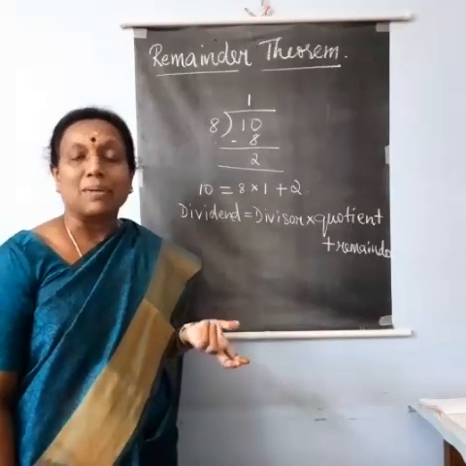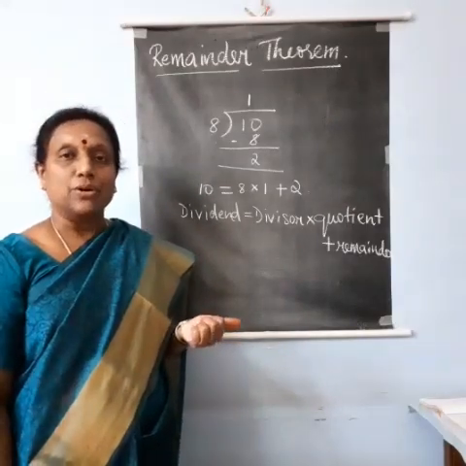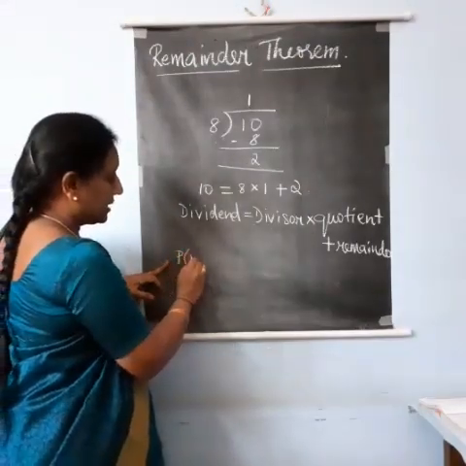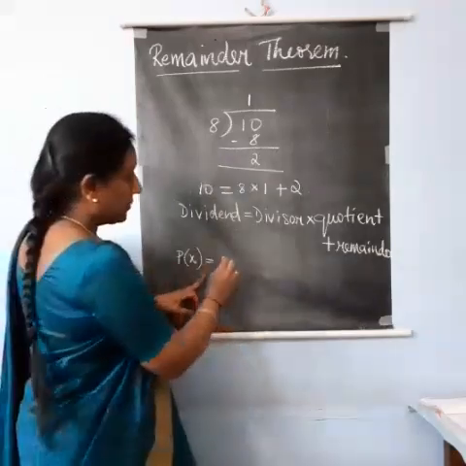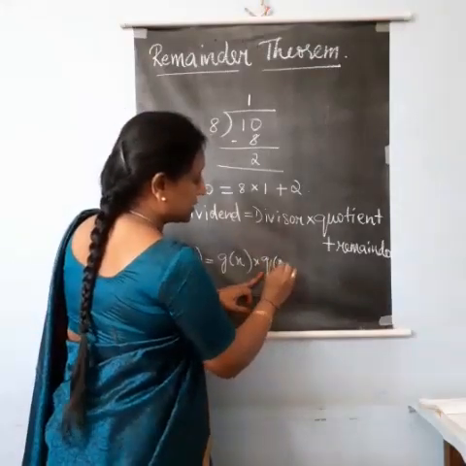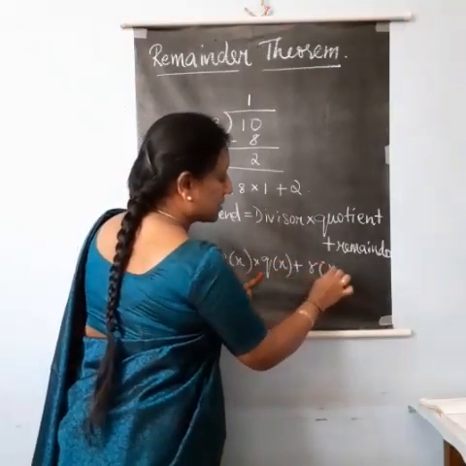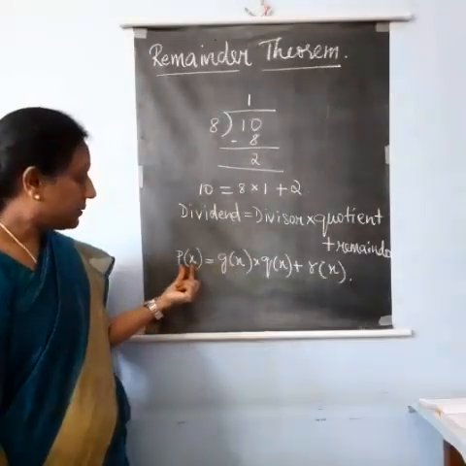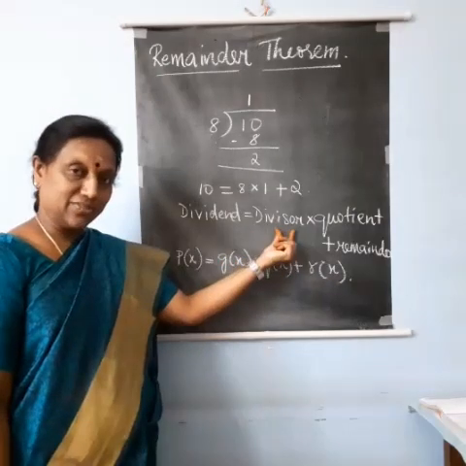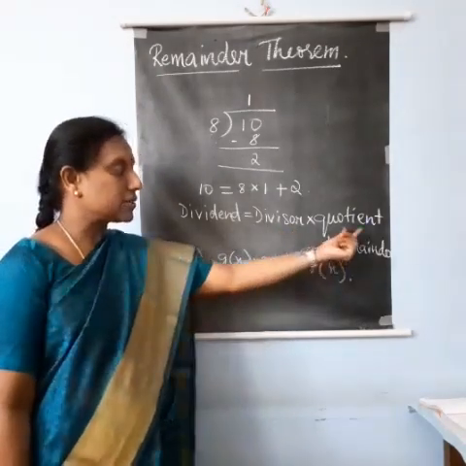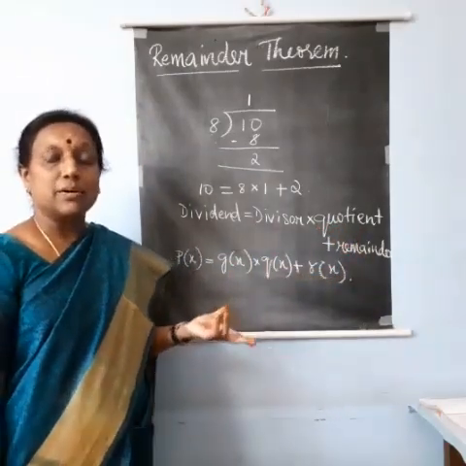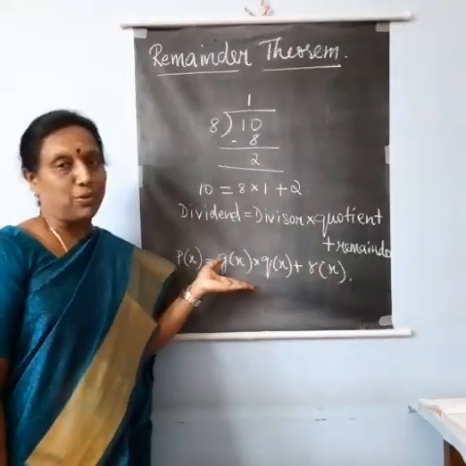Now the same thing can apply for polynomials. In a polynomial, if p of x is the polynomial, then we find p of x is equal to g of x into q of x plus r of x, where p of x is the dividend, g of x is the divisor, q of x is the quotient, and r of x is the remainder. So this same division algorithm applies for polynomials.